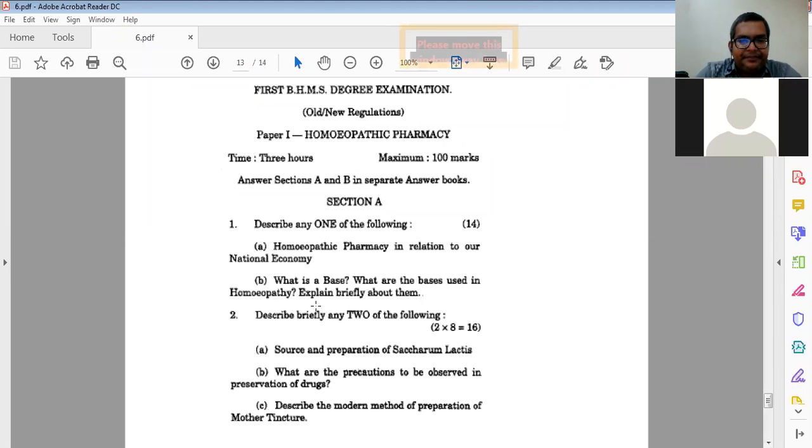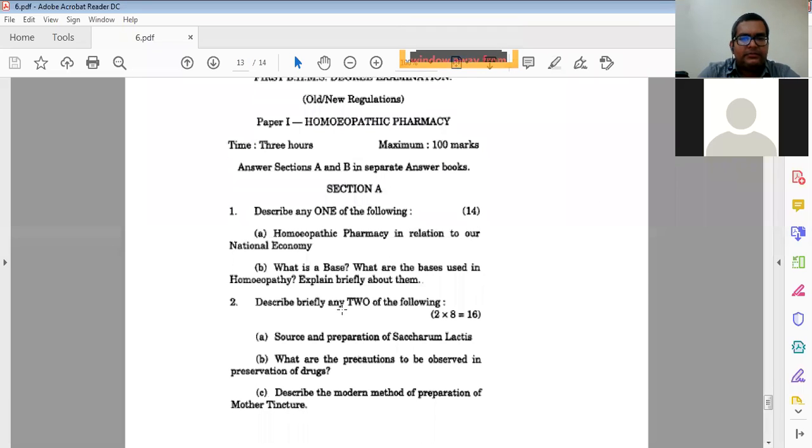Then describe briefly any two of the following. Source and preparation of saccharum lactis. You have to do the preparation of saccharum lactis. What are the precautions to be observed in preservation of drugs? So you have to write only about the drug, meaning how you will preserve the drug, that only you have to write.